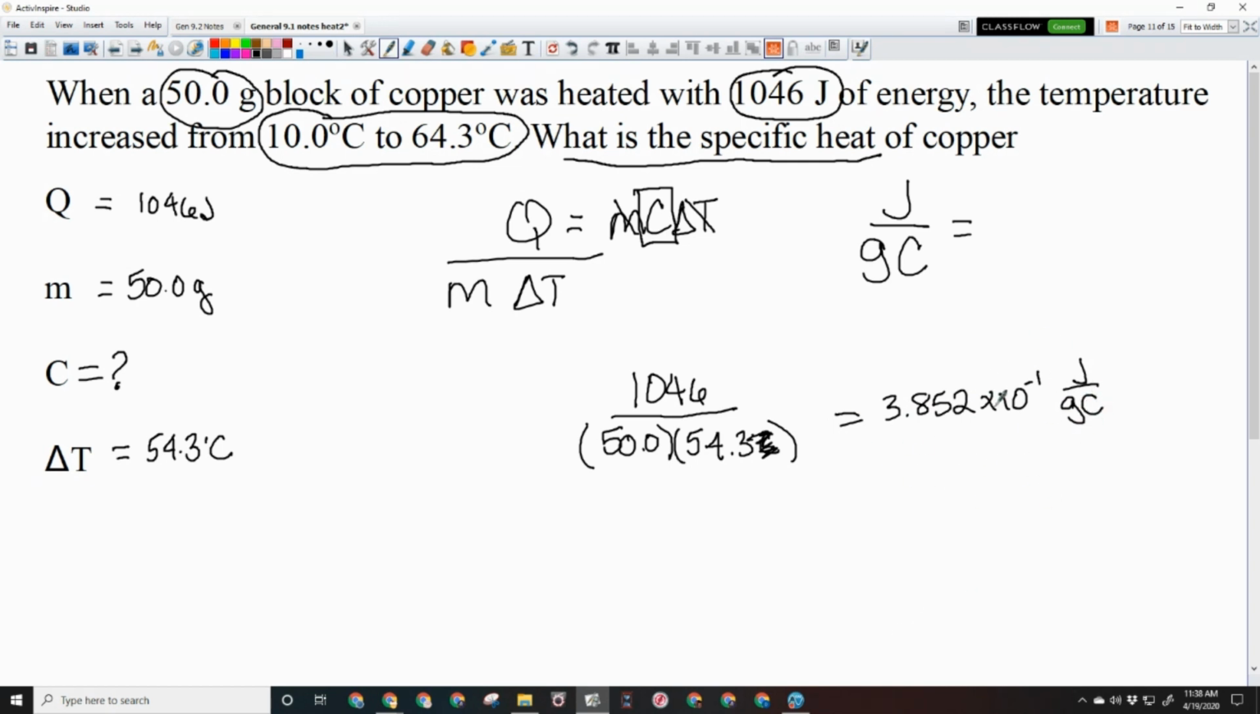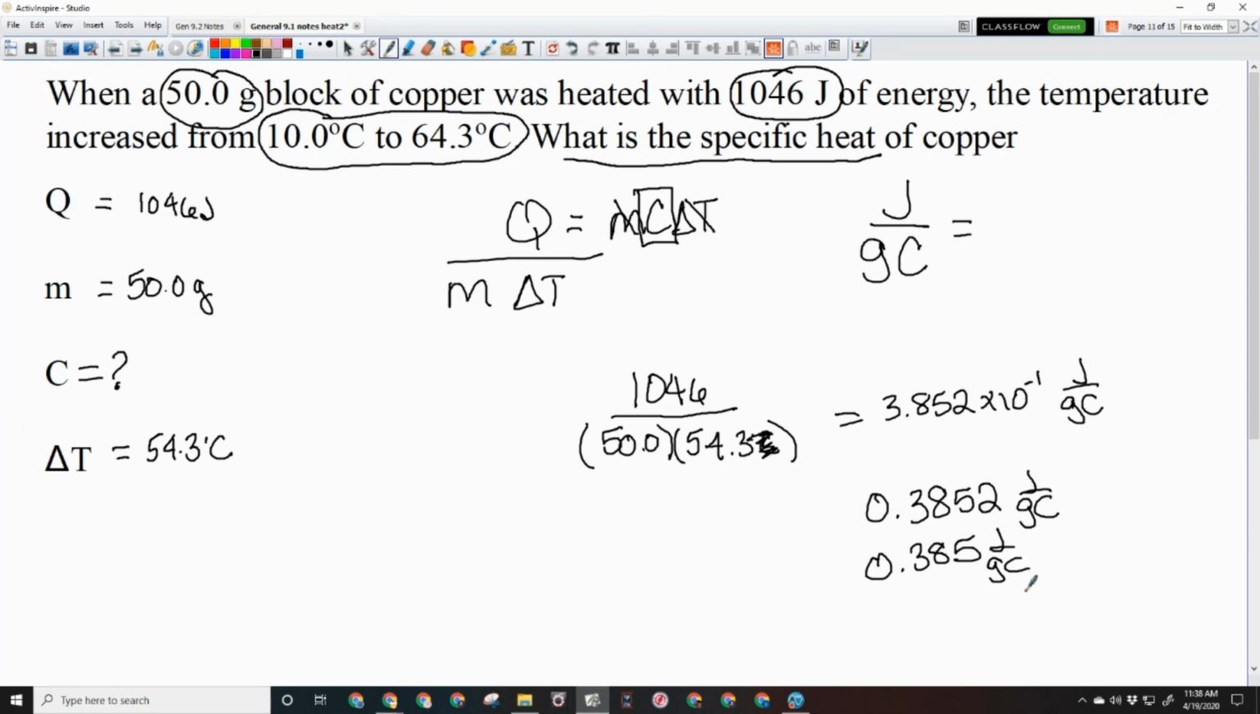Now, if I wanted this to be a standard notation number, then that would be 0.3852 joules per grams degrees Celsius, because we're moving our decimal place one time to the left. Officially, our answer is going to be how many sig figs? We have 4 here. We have 3 here, 3 here, and 3 here, so it would be 3. So officially, our answer is 0.385 joules per grams degrees Celsius.